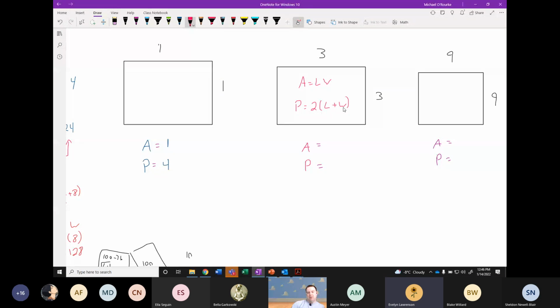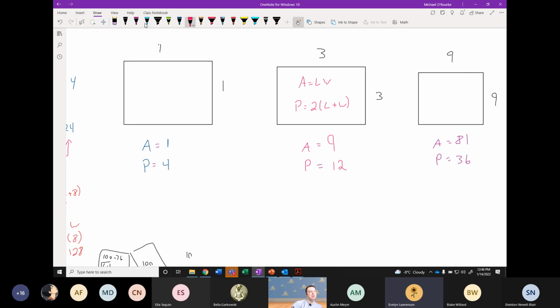We are a slow bunch today. For the last one, it was 81 and 36. I have it for the middle one. Who's got the middle one done here? Nine and 12. All right.